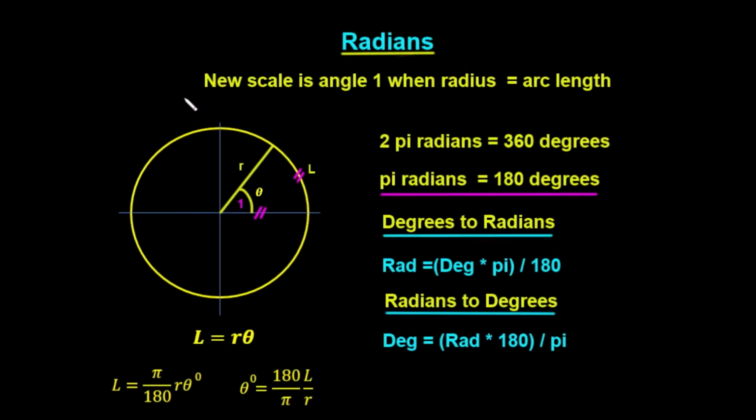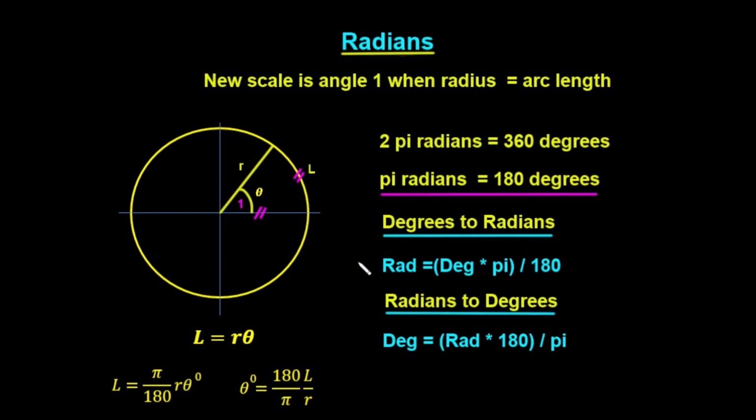So let's summarise what we've learned in this video about radians. We said that we have a new scale for the angle, and the new scale is that 1 radian is equal to the angle subtended by an arc which is equal in length to the radius. So the arc here is equal in length to the radius, and it's going to generate 1 radian. We also said that 2 pi radians is equal to 360 degrees, or equivalently pi radians is equal to 180 degrees. So this is the one we want to remember here. Pi radians is equal to 180 degrees.